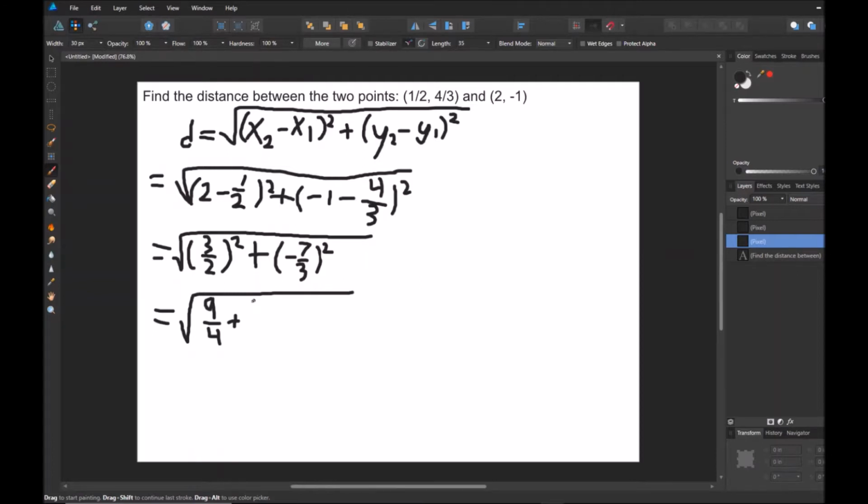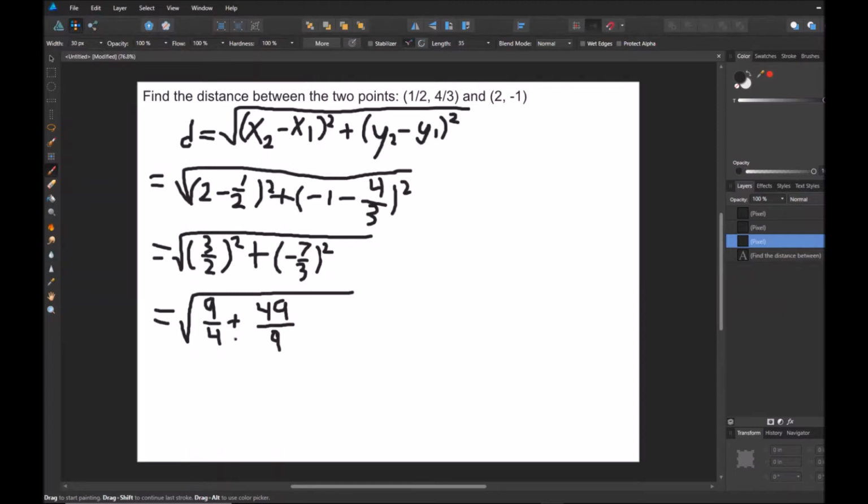So negative 7 squared is 49. And then 3 squared is 9. This is a 9. So we have 9 over 4 plus 49 over 9. In order to add these, we have to make sure their denominators are equal.